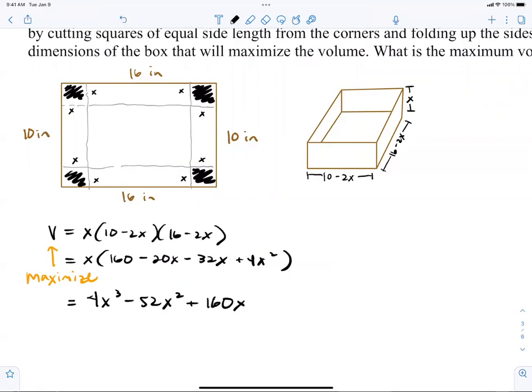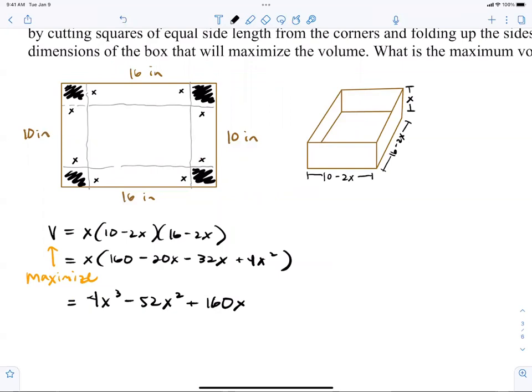Okay, so this is our optimization equation. Before we find V prime and the critical numbers, let's think about the restrictions on x, so what the domain of our optimization equation is. What's the smallest x? I think it's 0, the limit approaching 0.